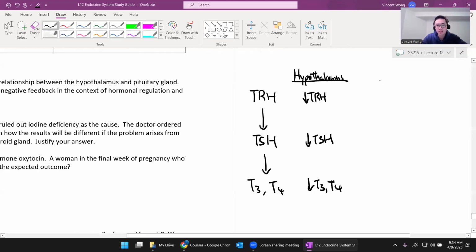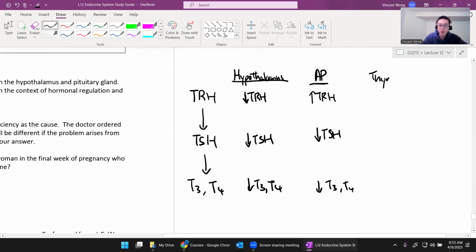the hypothalamus. What if the problem arises from anterior pituitary gland? Well, if that's the case, the person would have normal TRH because the hypothalamus is going to be pumping it out. But the anterior pituitary gland, there's some problem with it. It's not able to produce TSH, so it's gonna be low TSH. And with low TSH, we have low T3, T4.